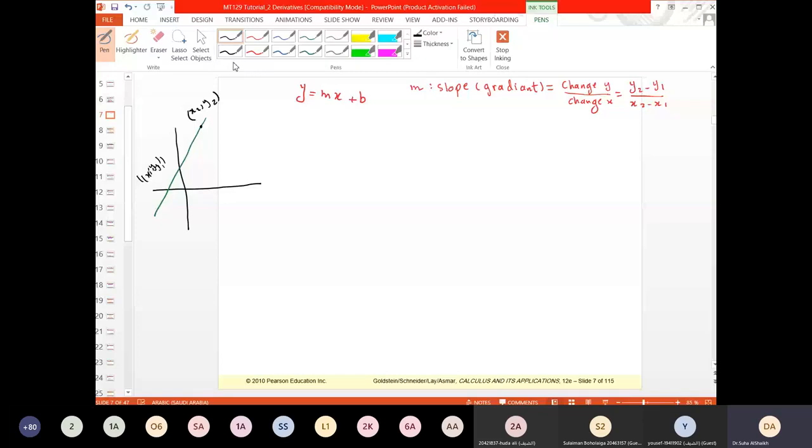The second important thing is the b. The b is what we call the y-intercept, and the y-intercept is defined to be where I'm cutting the y.